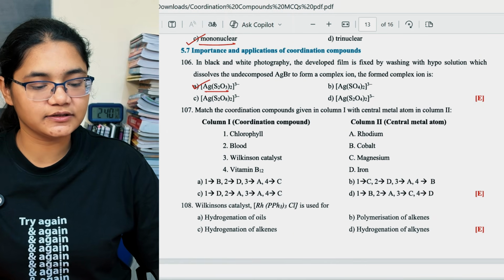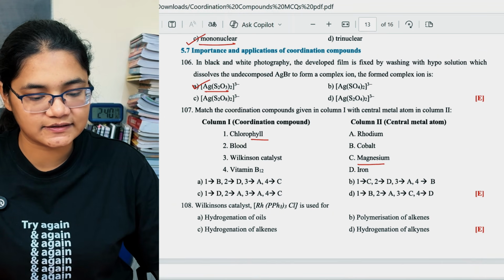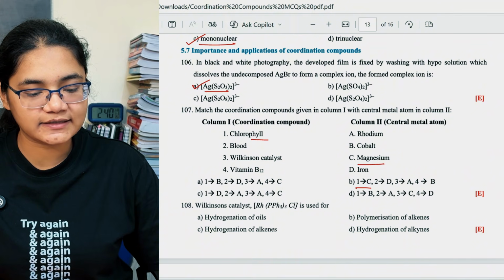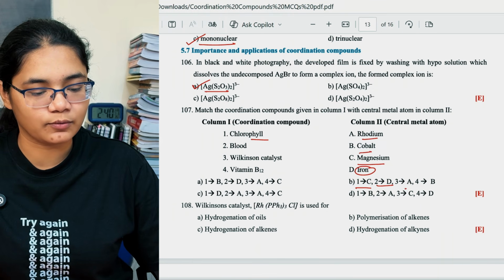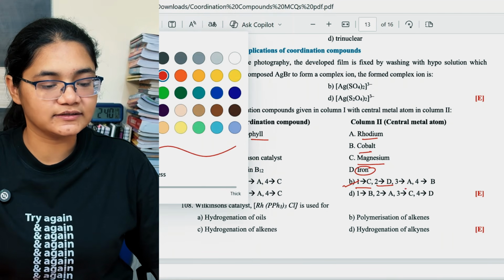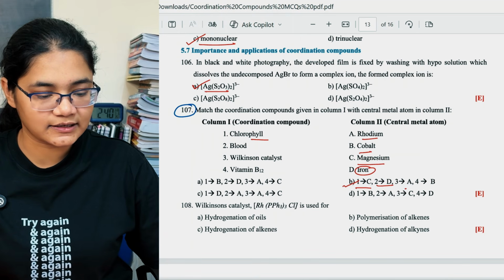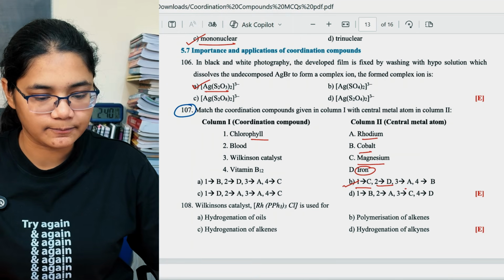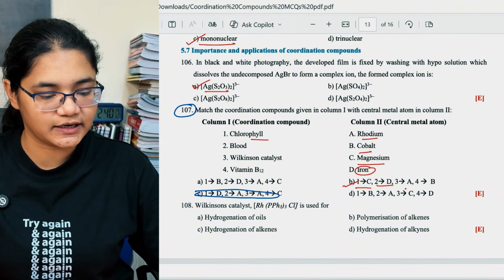Next, matching the following: chlorophyll is having magnesium, so 1 is C. Blood is having hemoglobin, which contains iron, so 2D. Wilkinson catalyst is having rhodium, so 3A, and 4 is cobalt. So option B is the correct answer, but the answer given in the answer key for this question is also incorrect. Sorry, the answer given is C, which is incorrect.